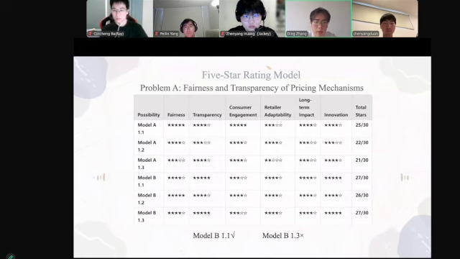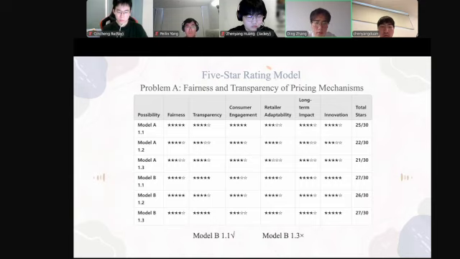Now let's look at how to assess the prototypes. Next, we use the 5-star rating model to score the possibilities of the 2 problems mentioned in the previous stage. First, we analyze problem A, which highlights the need for fair and transparent pricing to rebuild trust, from the following 6 dimensions: fairness, transparency, consumer engagement, retailer adaptability, long-term impact, and innovation. The total score is in the rightmost column.